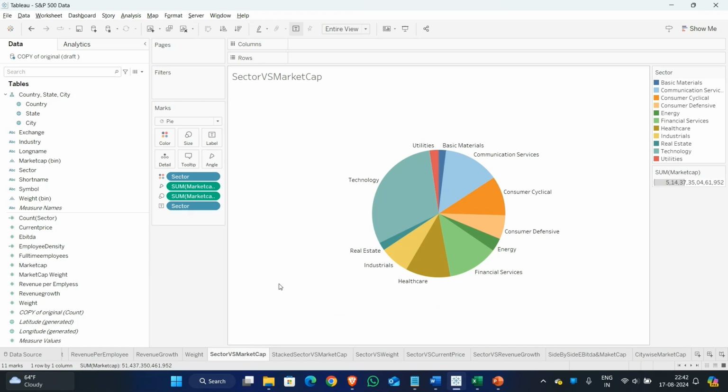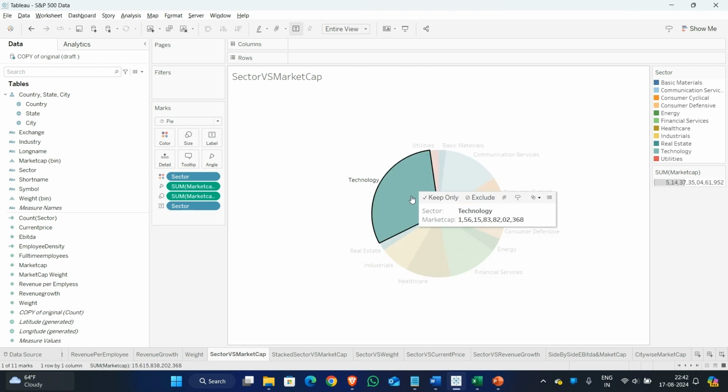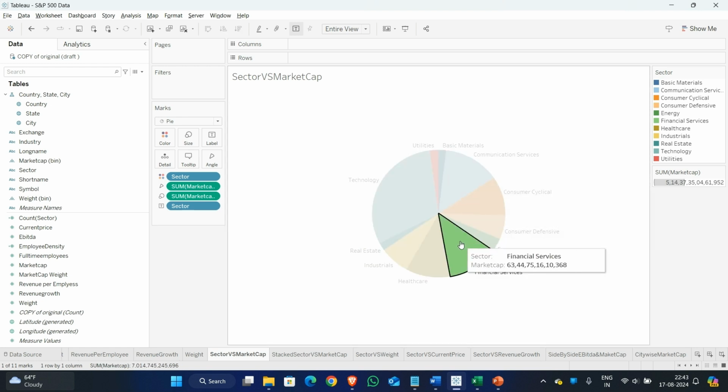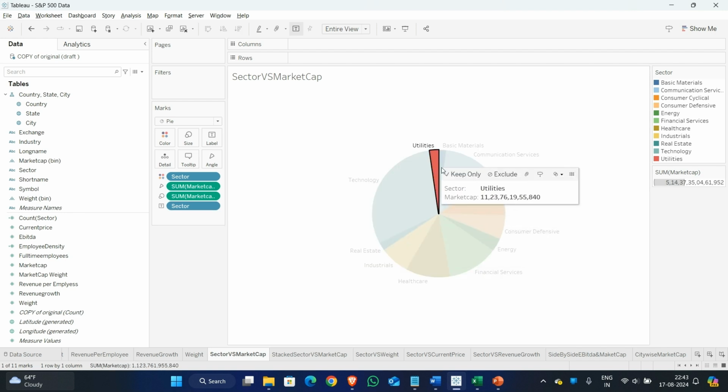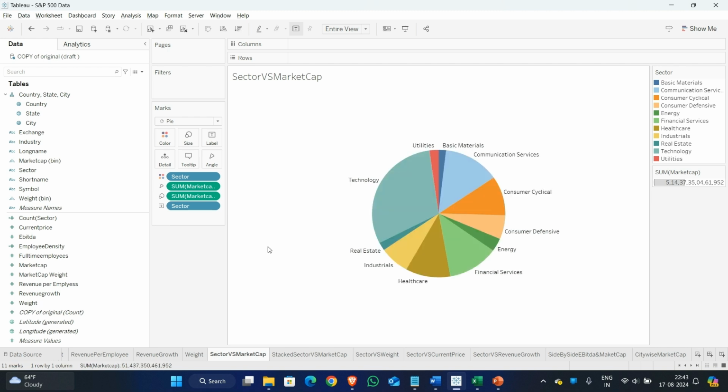Now we're going to move with respect to sector. Firstly, with respect to market cap, I chose a pie chart to draw the visualization, and from this visualization we can see that technology is the most dominant sector in terms of market cap, followed by communication services and financial services, and real estate, utilities, and basic materials have the least market cap in the S&P 500.